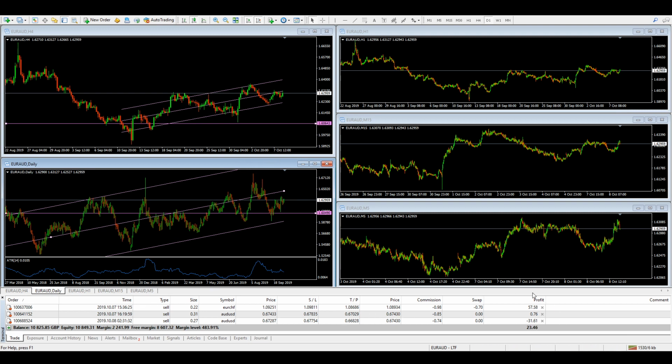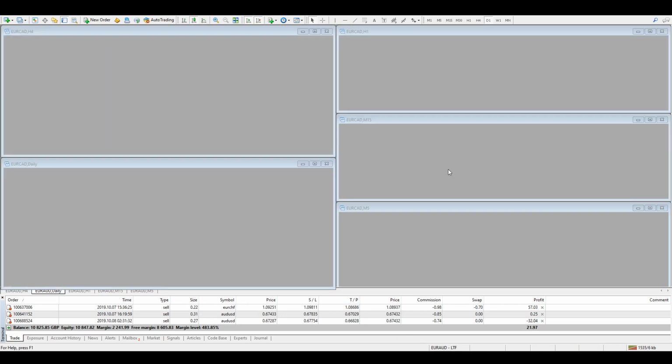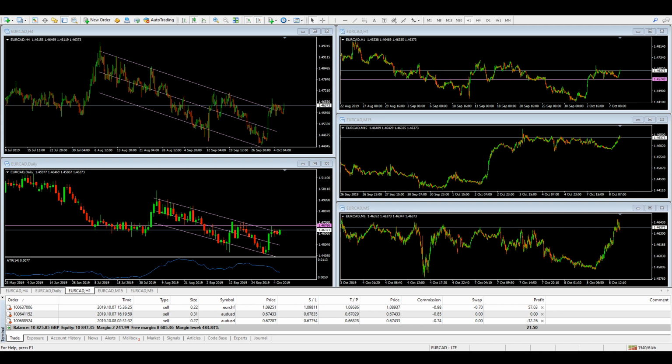Like I said, I'm in trades already, and I don't want to add more positions unnecessarily because of the effects of currency correlation and added risk as well. So I'll pass on that. So, next one.